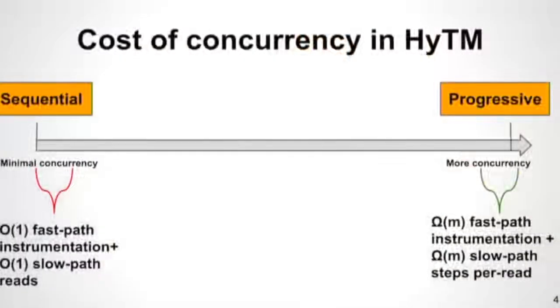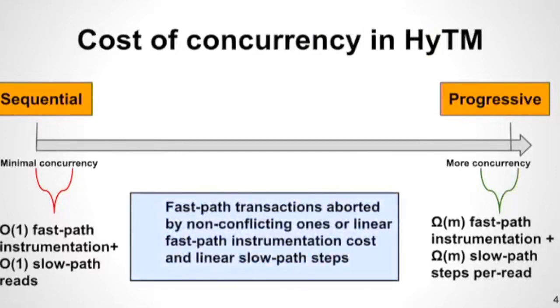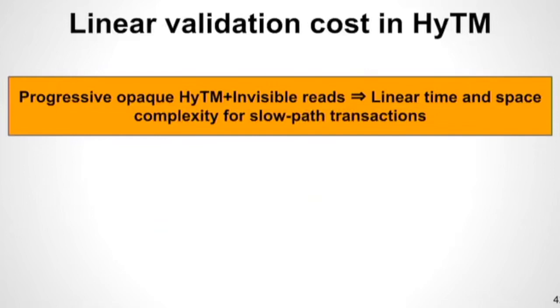But what about the cost in the slow path? And what we can show is that even the slow path incurs a significant cost. So what will happen is that the fast path transaction may be aborted by non-conflicting ones, or the fast path incurs this linear instrumentation cost. But even the slow path will have to continuously validate itself, whatever it reads. Let's try and look at an example for this. So what you actually have even for the slow path is that if you want this progressive property, you're going to incur this validation cost. Each time you read something, you must go back and check if whatever you read before has not been changed since, which is intuitive.